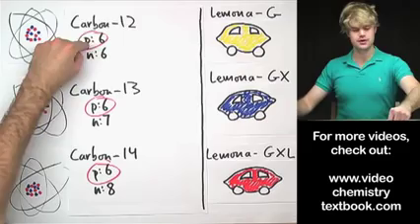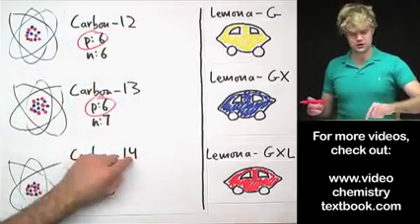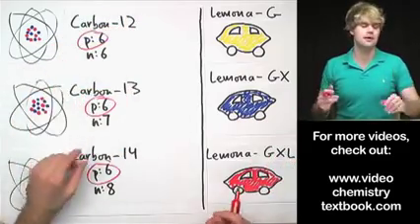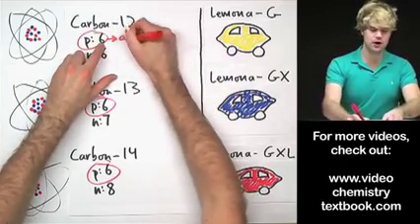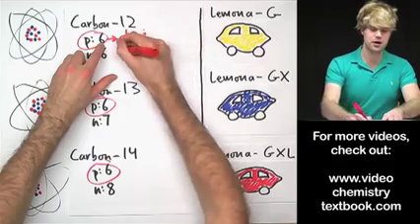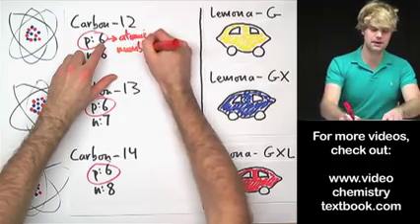So look at how I wrote this. I've got carbon-12, carbon-13, carbon-14 up here. I want to take a minute and talk about the numbers. The number of protons in the nucleus, we call that the atomic number. You may already know that.